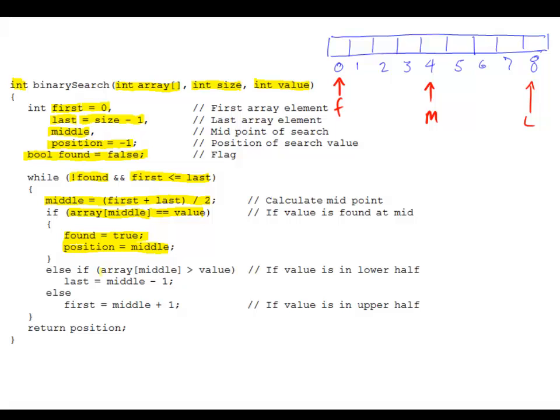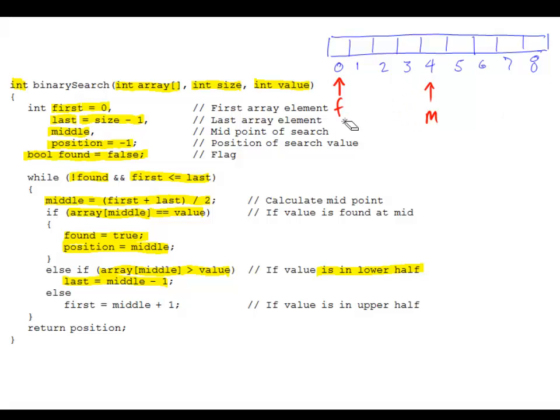However, if we did not find the value at the midpoint of the array, then we do another comparison. If the value at the midpoint of the array is greater than the value we're looking for, then we know that the value that we are looking for is going to be found somewhere in the lower half of the array. Now, if that's the case, we want to change the value of the last variable. We want the last variable to mark this location rather than the last element in the array. So that's what the next statement does. It says last = middle - 1.